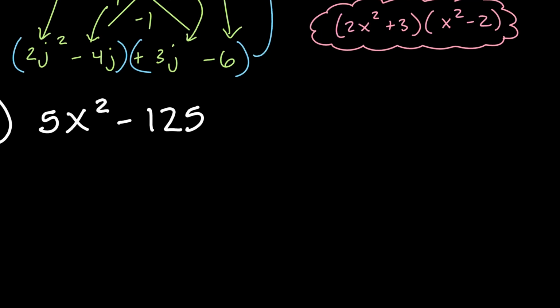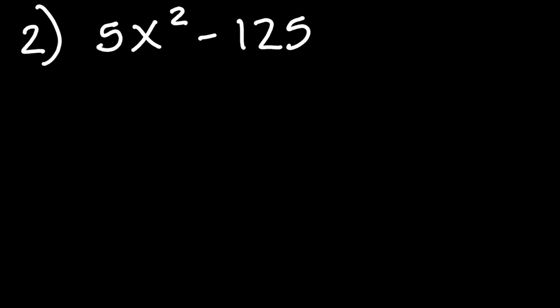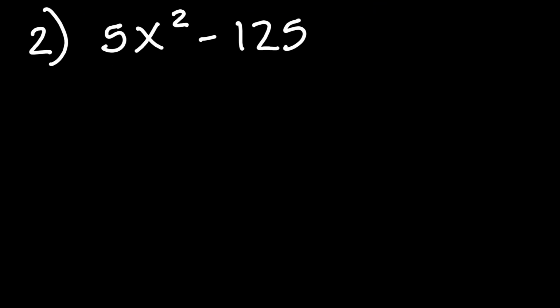All right. Now this next one should have been quite easy. How do you start it? Yeah, pull a GCF out, which is? Good. So we're left with x squared minus 25. Can this be simplified more?